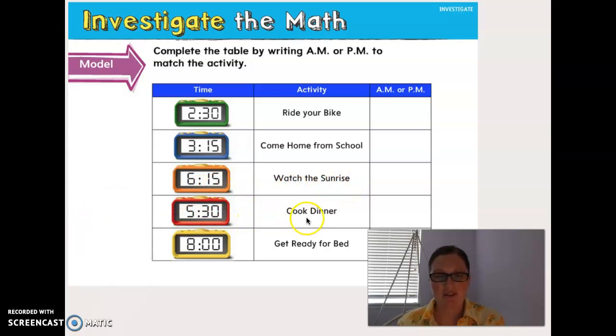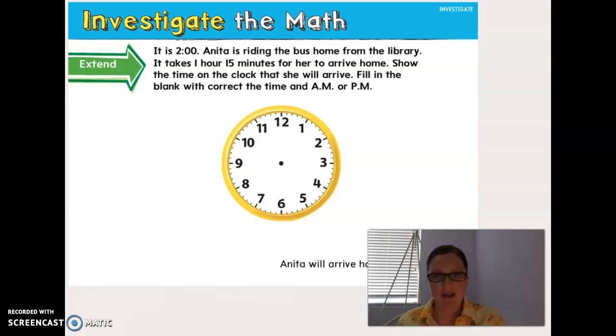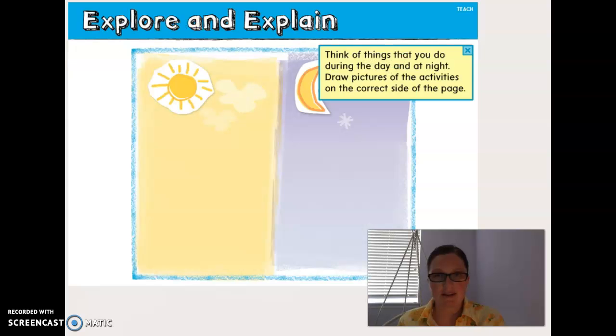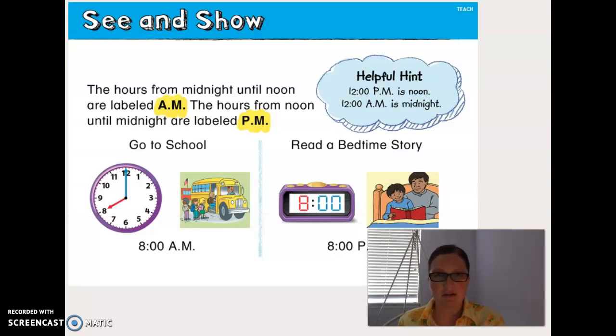5:30, the activity is cooking dinner. Well, dinner is eaten in the afternoon, in the evening, so that would be p.m. And then getting ready for bed, 8 o'clock, we're going to be at 8 o'clock p.m. 8 o'clock a.m., you guys are getting ready to come to school. So that's kind of the difference between a.m. and p.m. We're going to skip through to the definition real quick.